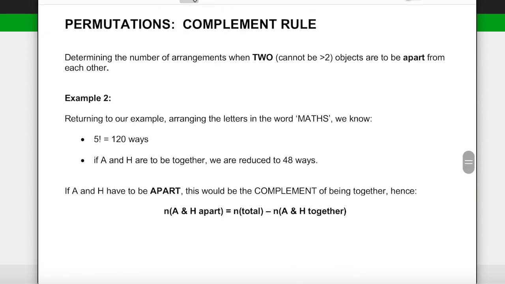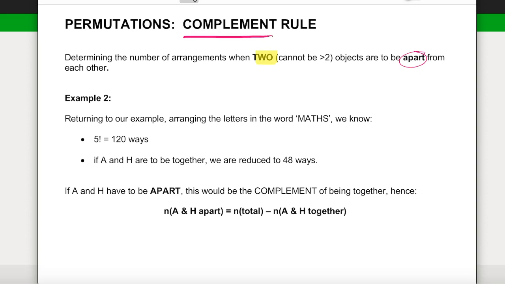Our next restriction is called the complement rule. The use of the word complement reminds me of the probability of the complement of a set A happening would be the complement of it not happening, and that's exactly what this is talking about. The complement rule allows us to find out how many arrangements when 2 objects, and only 2 objects, no more than 2, are to be apart from each other. So it's exactly the opposite of the grouping technique that we've just done.